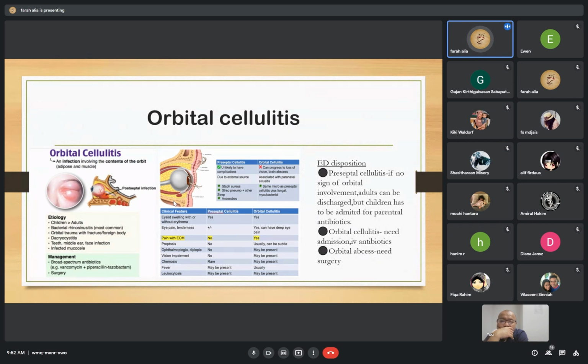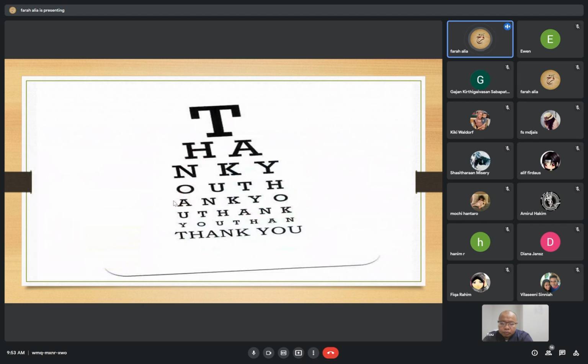So for the management in ED, for the preseptal cellulitis, if there is no sign of orbital involvement, for adult we can discharge. If for child, we have to refer first lah to ophthalm, either they want to admit or just discharge the patient and give TCA. So for the orbital cellulitis, we need to refer lah as need to start on IV antibiotics, or in severe case such as orbital abscess, may need surgery. Okay, that's all from me.